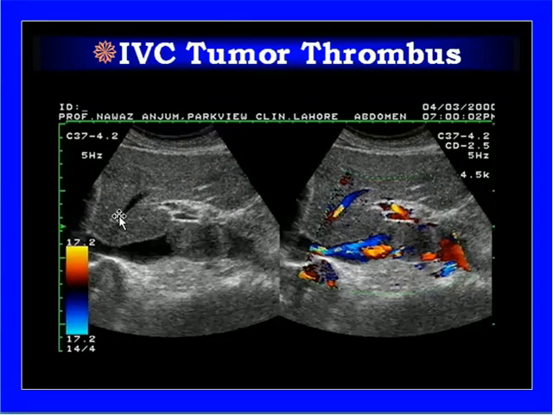Ultrasound picture, you can see a filling defect in the IVC. The tumor is coming from one of the kidneys and slowly growing like a snake into the right atrium.